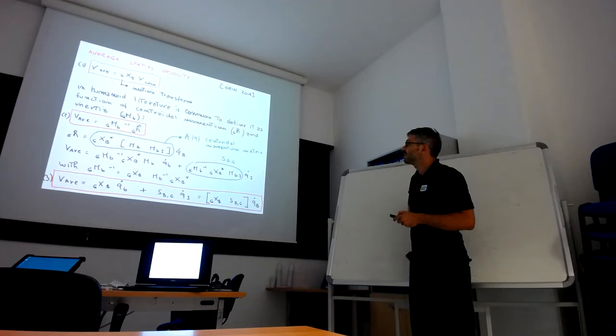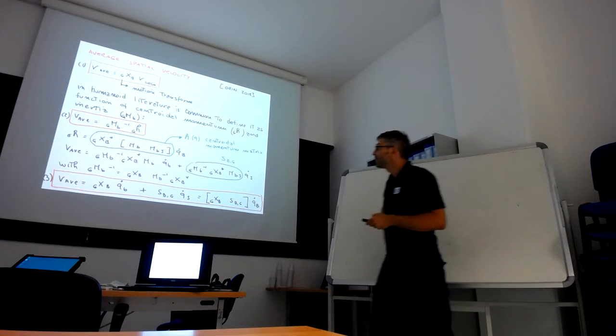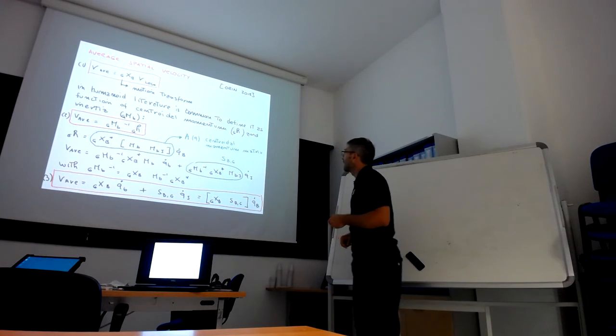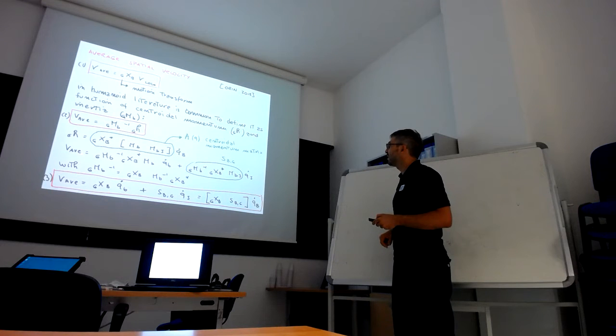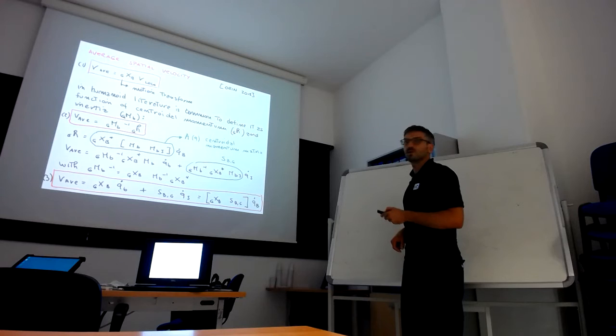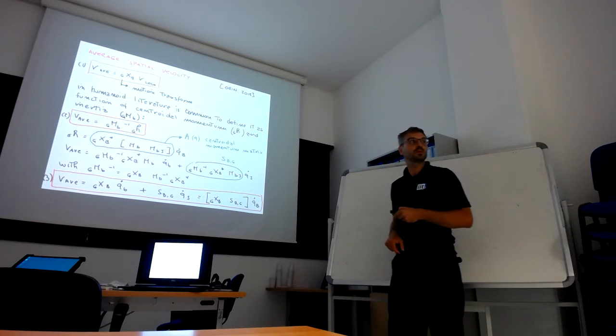If we do this, in essence, with this development, you can get an expression for the average velocity as a function of the base velocity and of the joint velocity. Do you want to go through this? We can do that.